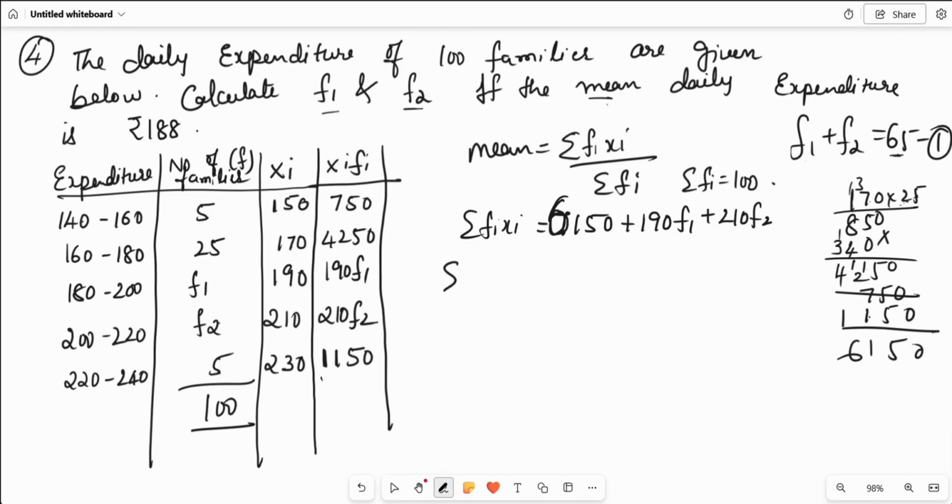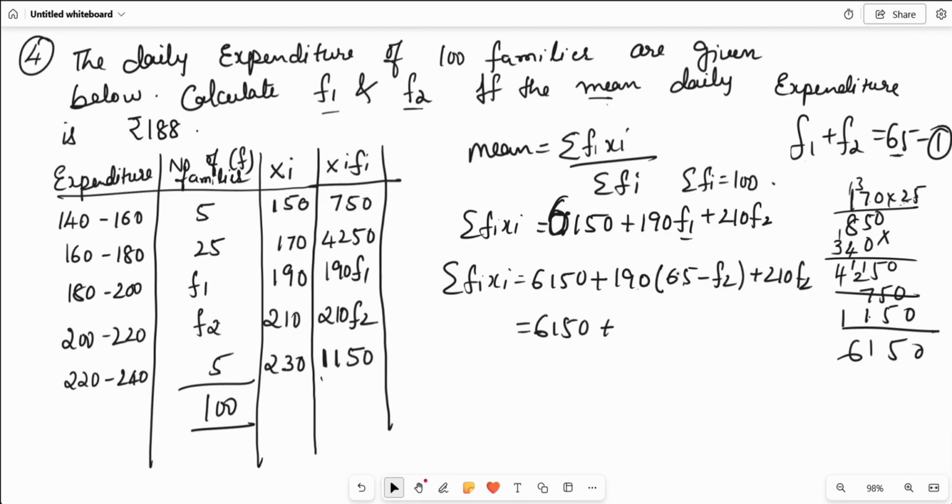Substitute that. What you will get? 6150 plus 190 into f1. F1 I can write as 65 minus f2, plus 210 into f2. Instead of 2 variables, I am trying to make it 1. So instead of f1, I will write 65 minus f2 here. So we'll get 6150 plus 190 into 65.